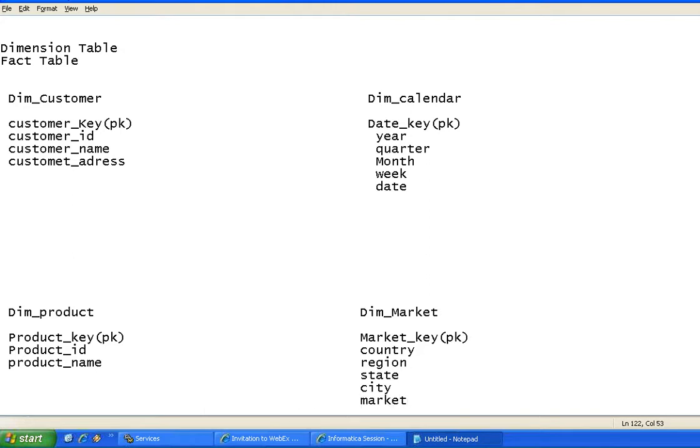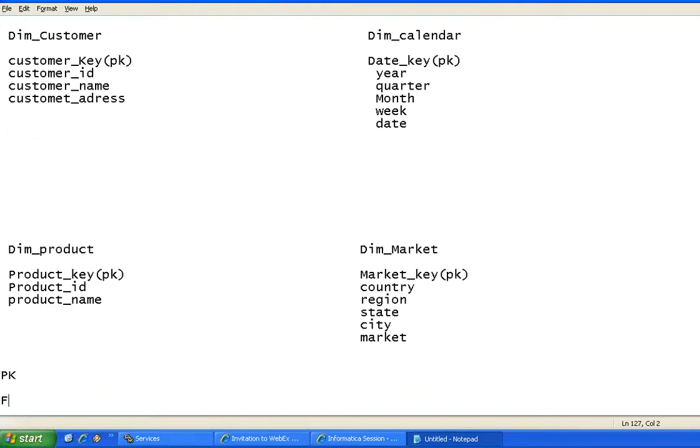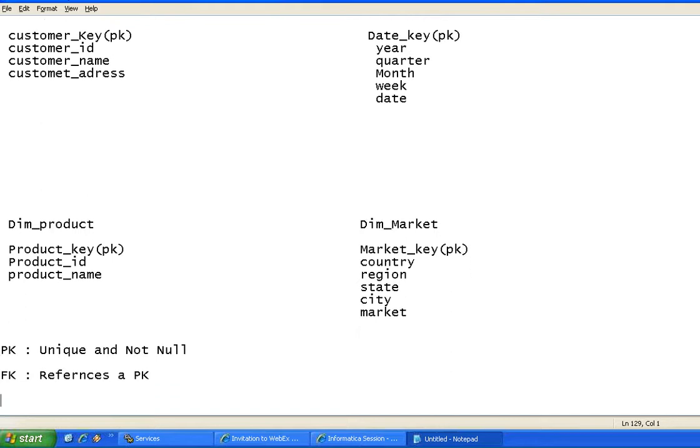Before proceeding with this, are you aware of the primary key and foreign key concept? What is a primary key? A primary key should be unique and there should not be any null values. And a foreign key is nothing but a reference to a primary key. The foreign key, whatever we are taking, will reference a primary key.